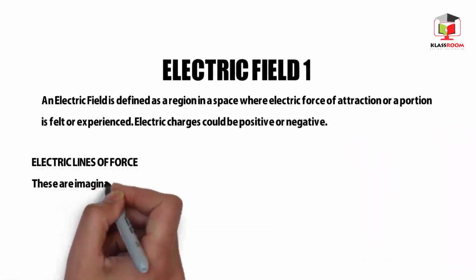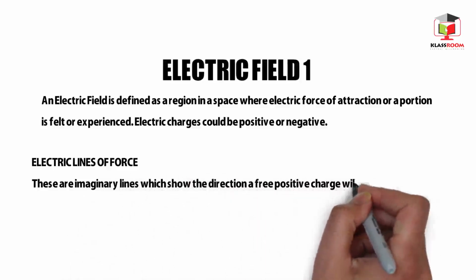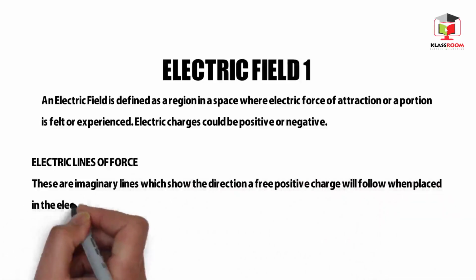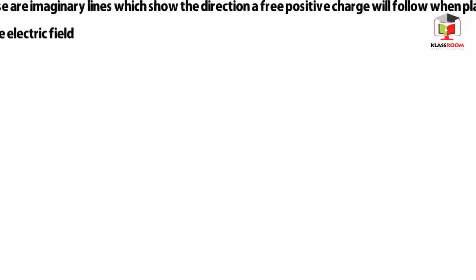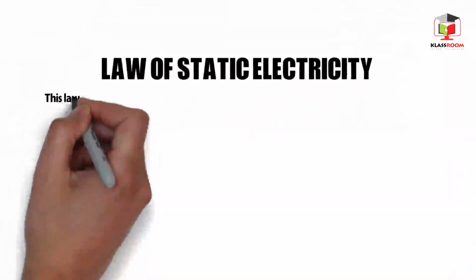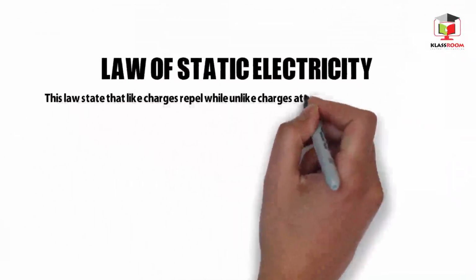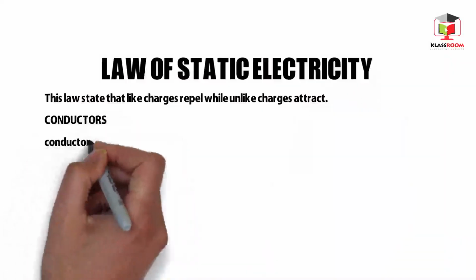Electric lines of force. These are imaginary lines which show the direction a free positive charge will follow when placed in the electric field. Law of static electricity. This law states that like charges repel, while unlike charges attract.